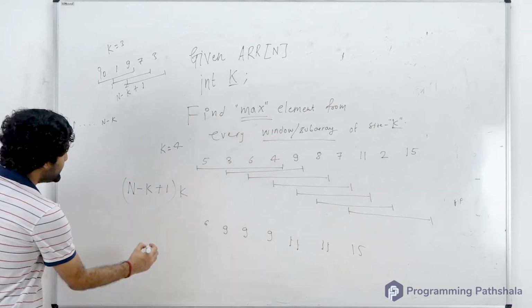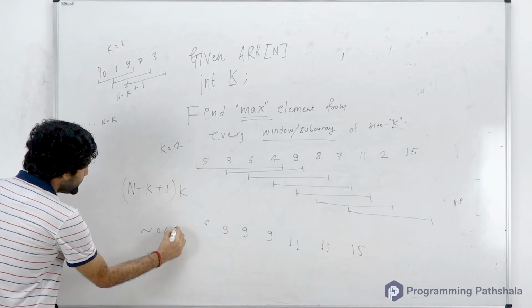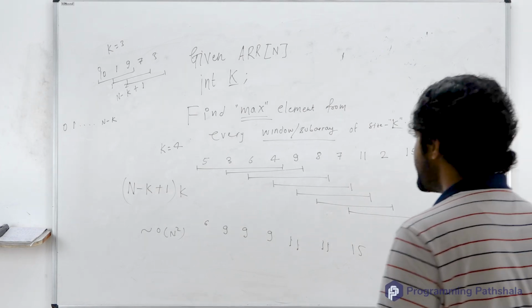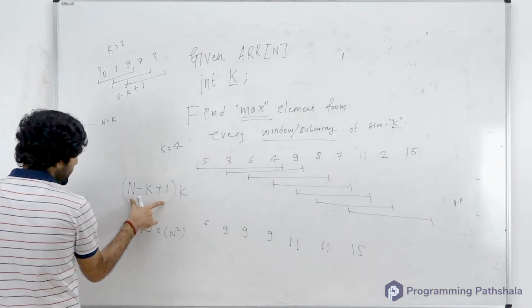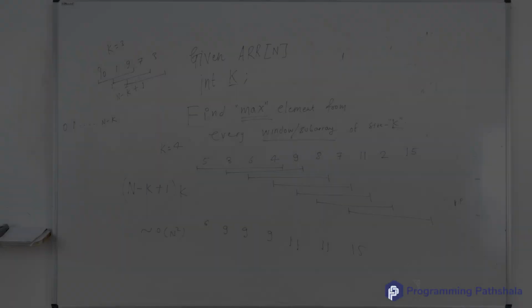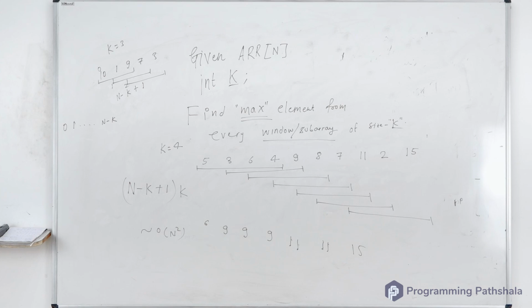Now, do you feel that this is approximately order n square? Because if you replace k by n by 2, both the terms will be n by 2 each. So if you replace k by n by 2, this thing will be n by 2 plus 1 and this thing will be n by 2. So it will go till order n square. Right? So this is something like an order n square algorithm.